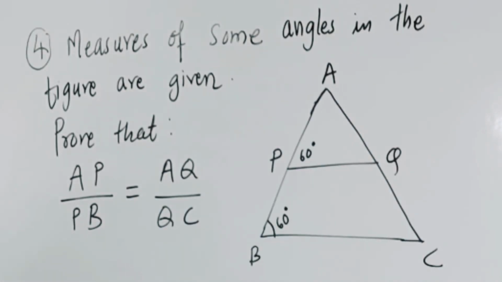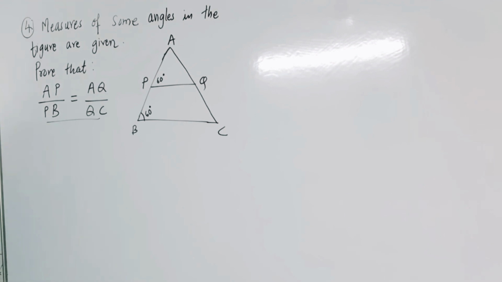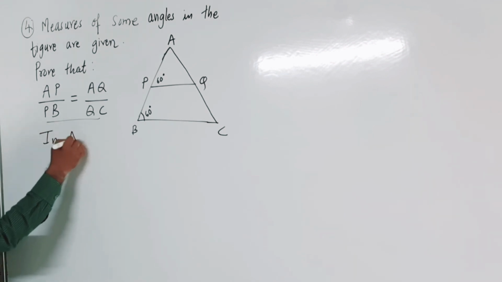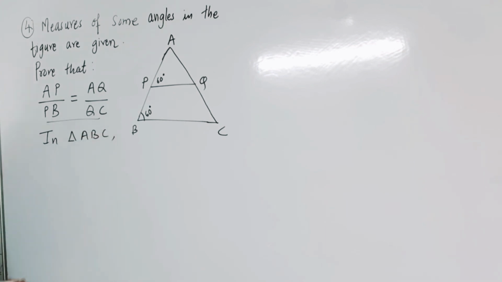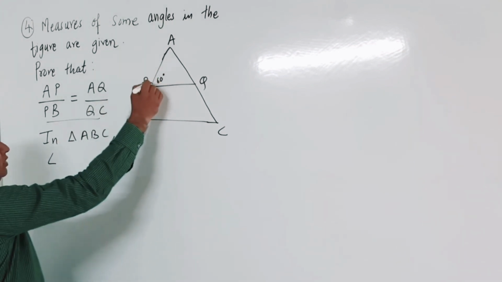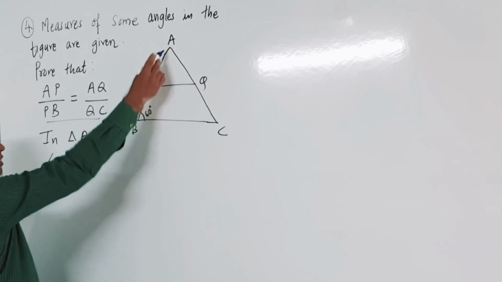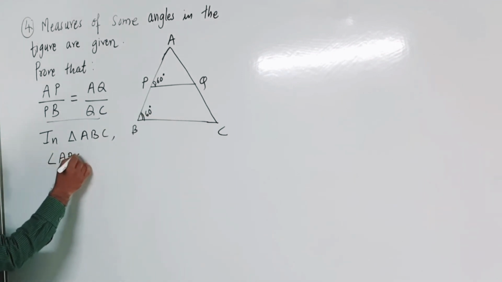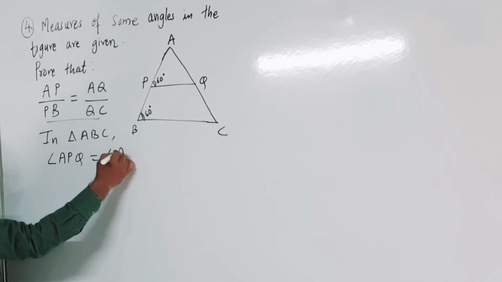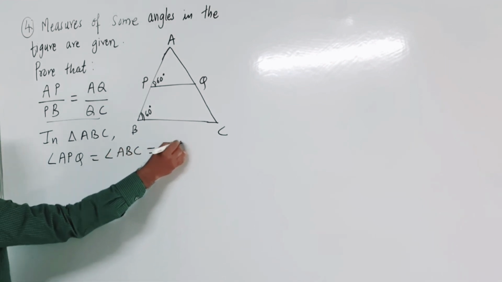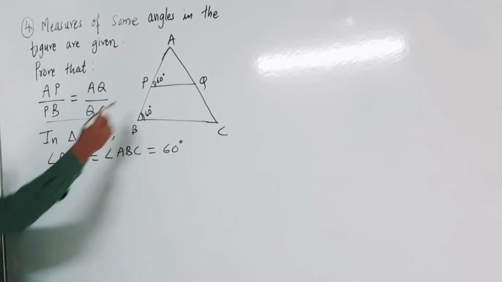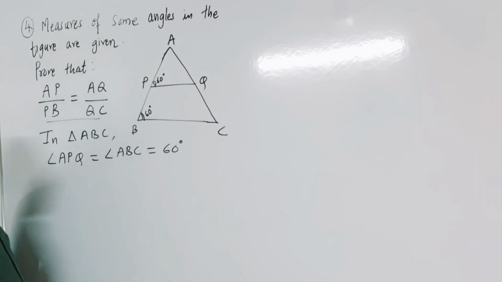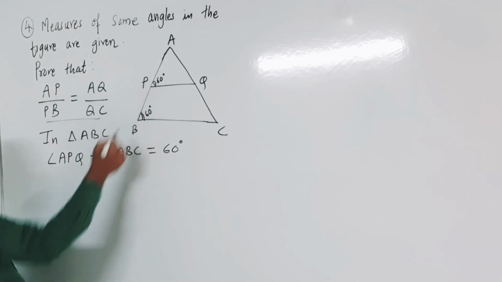Fourth example, measures of some angles in the figure are given. We have to prove that AP upon PB is equal to AQ upon QC. So in the given figure, in triangle ABC, see here angle APQ and angle ABC, both are 60 degrees. So angle APQ is equal to angle ABC is equal to 60 degrees. Now these two angles are congruent. We'll consider AB as a transversal. Then these two angles are corresponding angles.